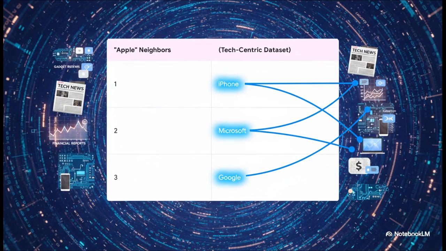Okay, now let's hit reset. We use the exact same model, but we change its diet. This time, we feed it nothing but tech news, financial reports from Silicon Valley, gadget reviews. We look for Apple again. And whoa, it's moved. It's in a completely different part of town. Its neighbors are now iPhone, Microsoft, and Google. It's the exact same word, but its location and what it means to the model has fundamentally shifted.